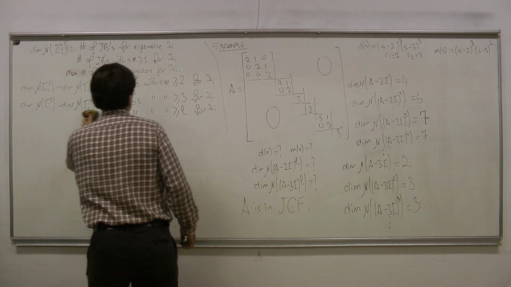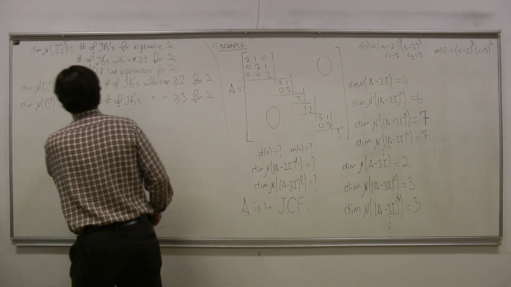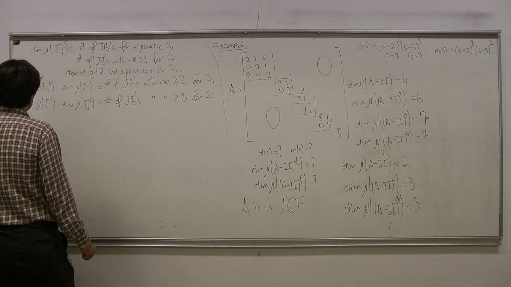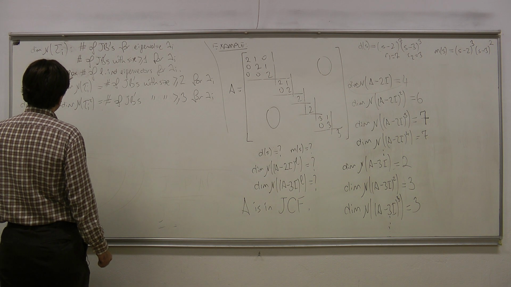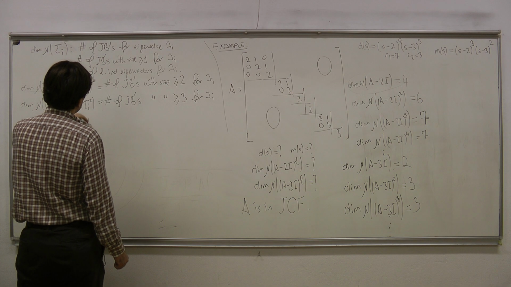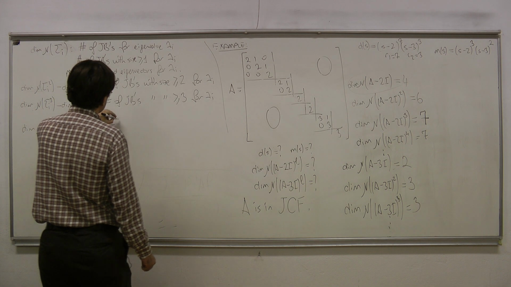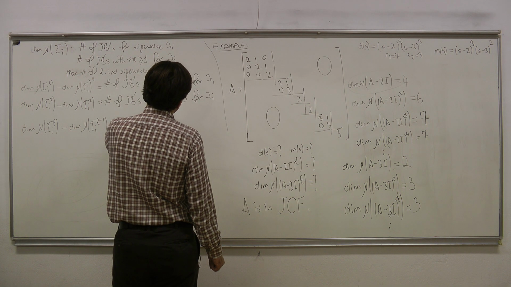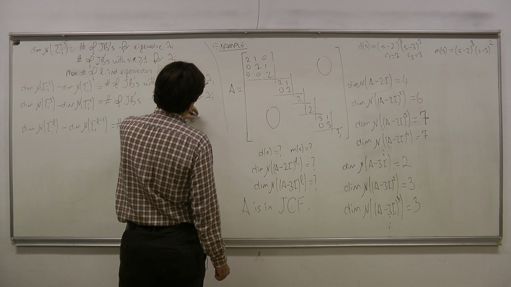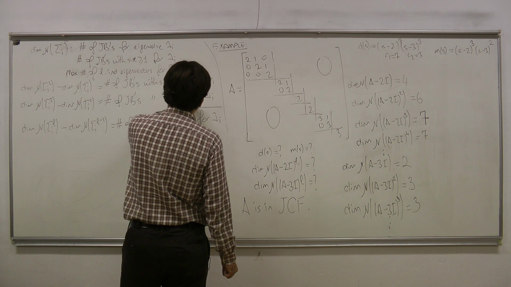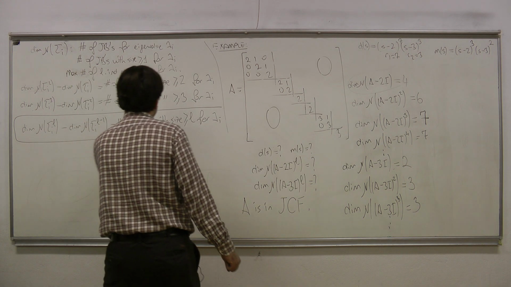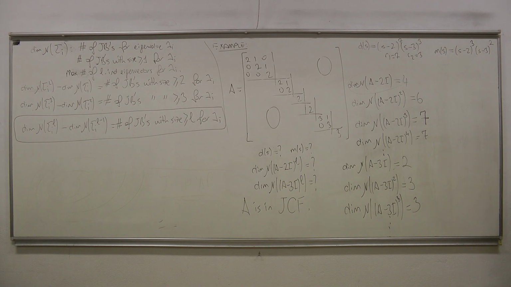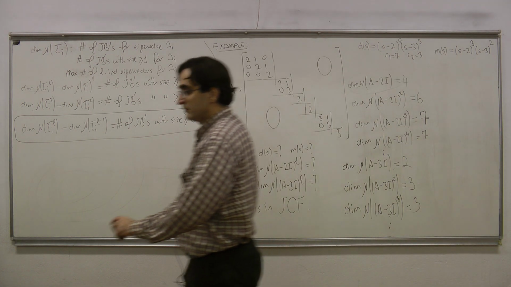So I want to write this in a better way, so I'm going to actually box it. The dimension of the null space of sigma I to the L minus the dimension of the null space of sigma I to the L minus 1 is the number of Jordan blocks with size larger than or equal to L for lambda I. So we have got just this one. That's the main rule.